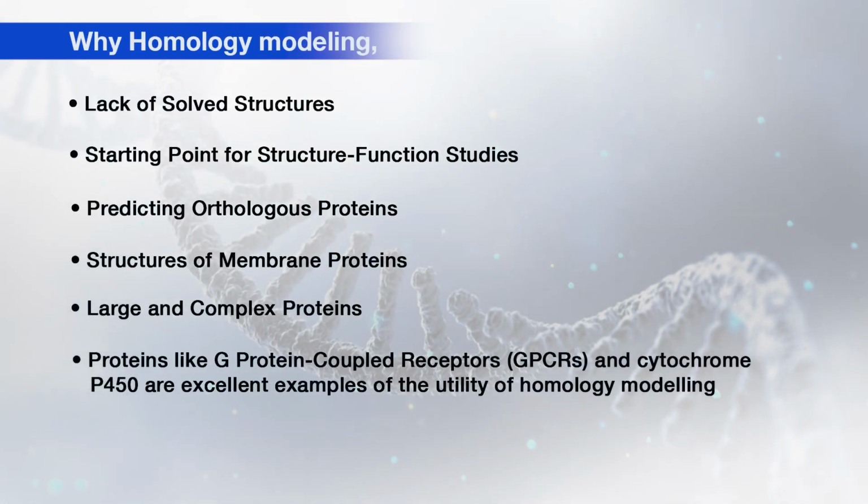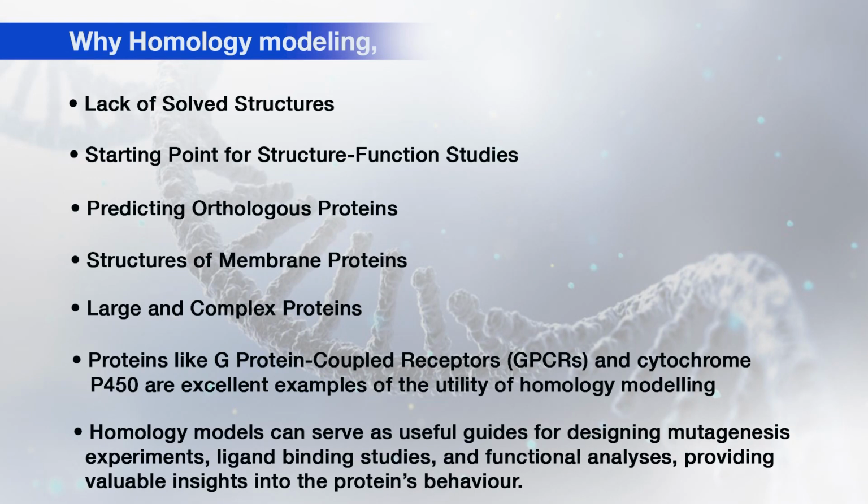So, why we use Geno3D we have already shown, but in a practical application when there is a lack of solved structures, the starting point of structure and functional study has not been reported. It helps in predicting orthologous proteins as well. It helps in structural membrane protein identification. It helps in constructing large and complex proteins. A very important example shown in the help file of Geno3D is to construct proteins like G protein coupled receptors, GPCRs, and cytochrome P450, which are excellent examples of the utility of homology modeling.